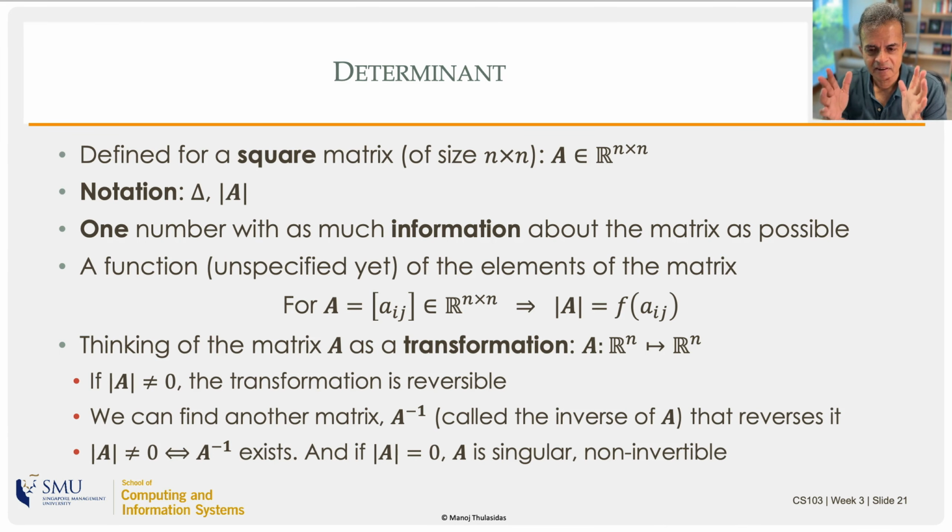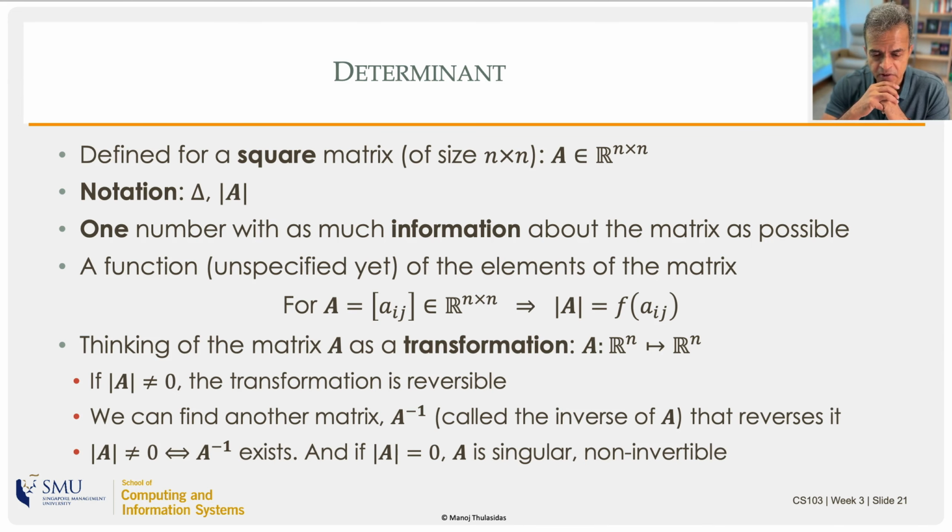So the determinant is kind of like the size of the transformation. If the size is 0, then you cannot invert the transformation. It's like multiplying a number with 0. If I tell you 0x is, say, 5, then you cannot figure out what x is, because x is 5 by 0. It can be anything.